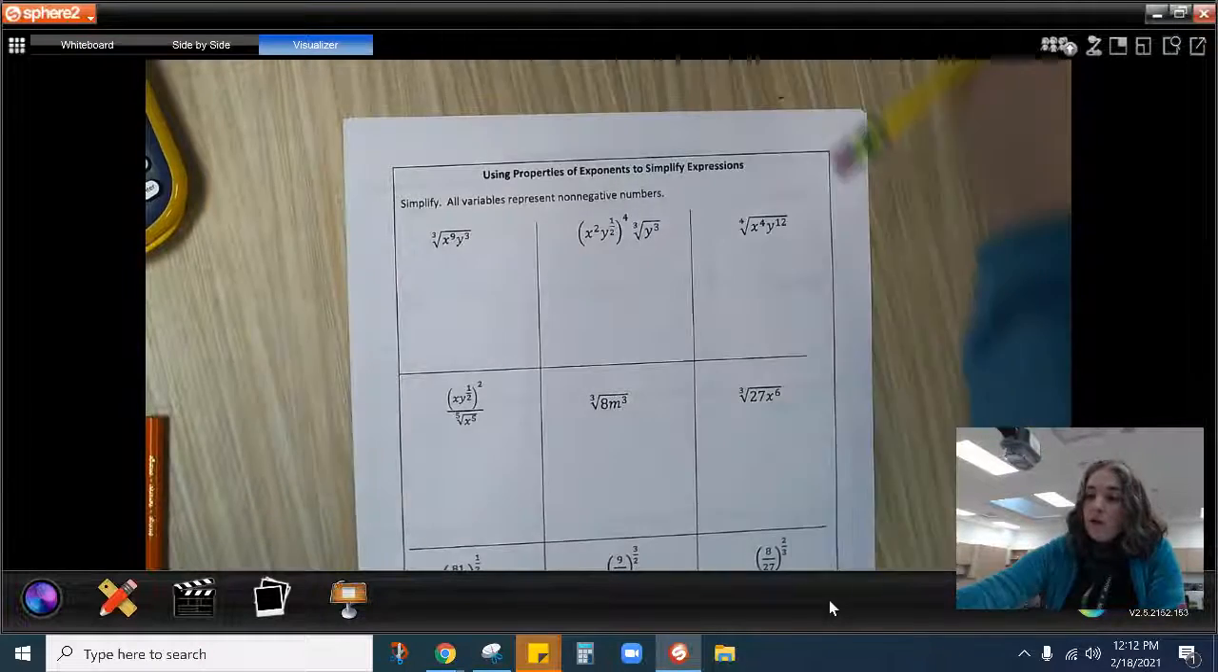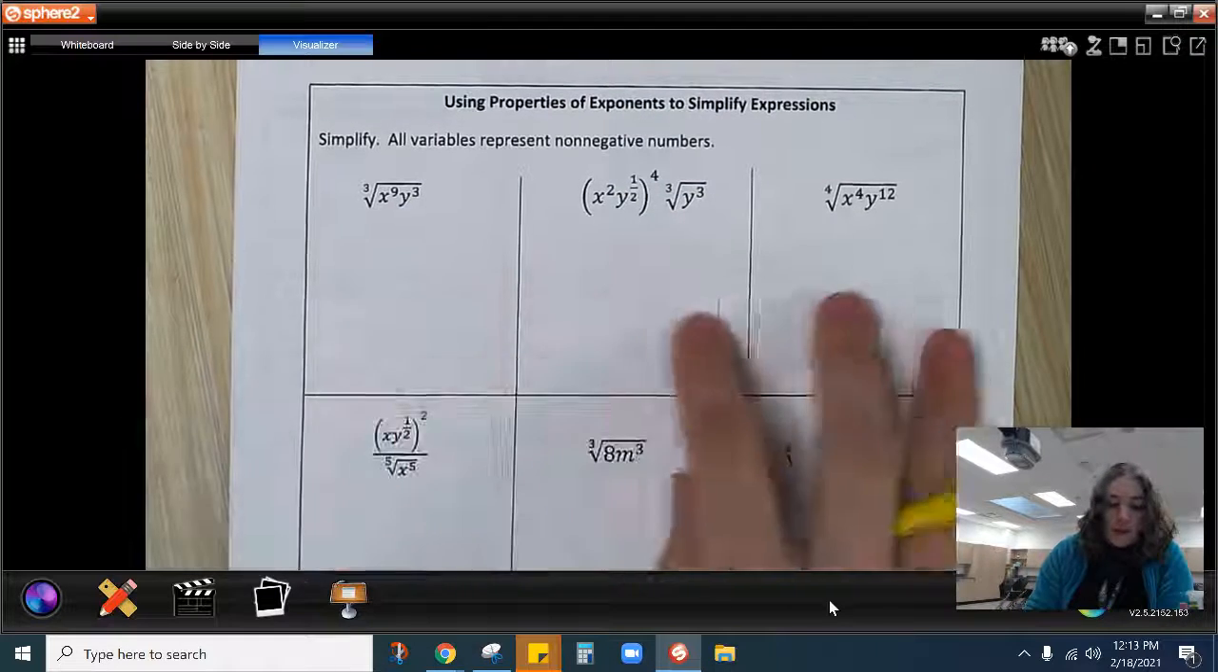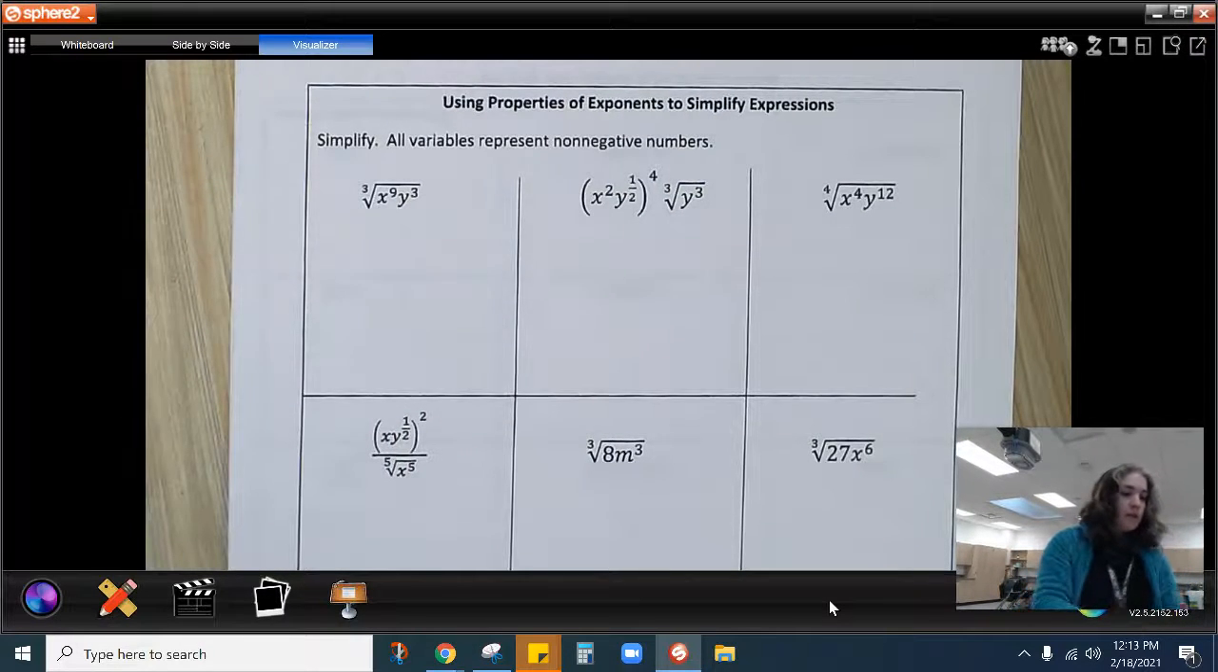Hello, algebra. We are looking at rational exponents some more. I want to do these top couple together because I think they are just a little bit more complicated, so to speak. Our first one here, we have the cube root of x to the ninth, y to the ninth. And we want to simplify it.